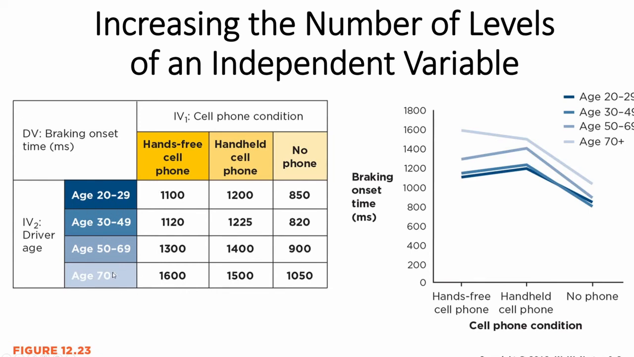So a 3x4 factorial design. And so you can still apply your main effects. So you calculate your marginal means for each of these and see if there's any differences between them. And then you can look at the graph.